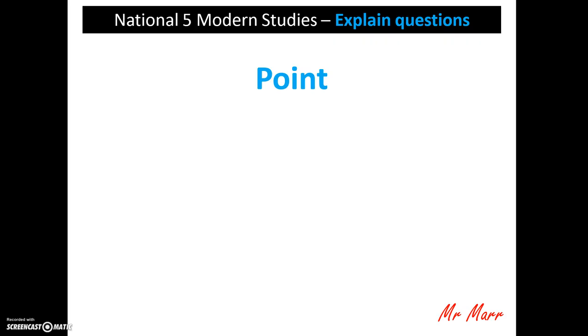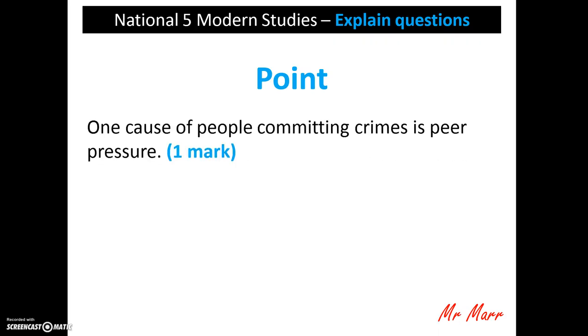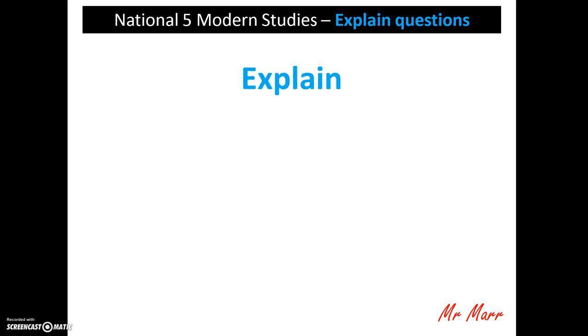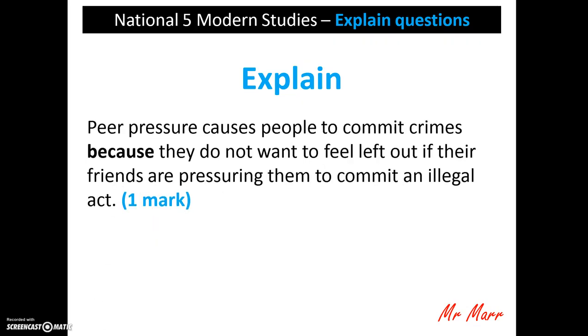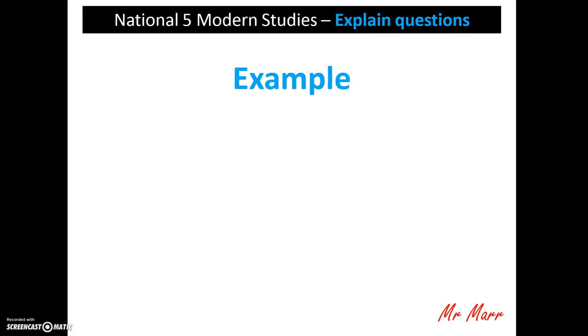We start off with our point, and we simply identify a reason, which in this case is that of peer pressure, and we would gain a mark for this. To gain a 2nd mark, we have to explain what peer pressure is and why it might have caused people to commit crime. In this case, we flag up the issue that peer pressure causes people to commit crimes because they don't want to feel left out if their friends do it. This explanation gives us our 2nd mark.